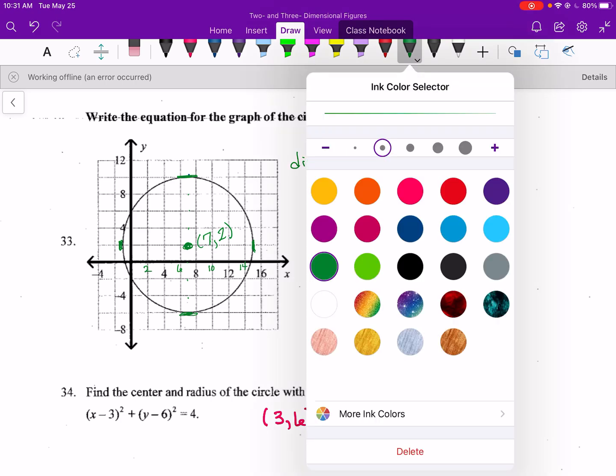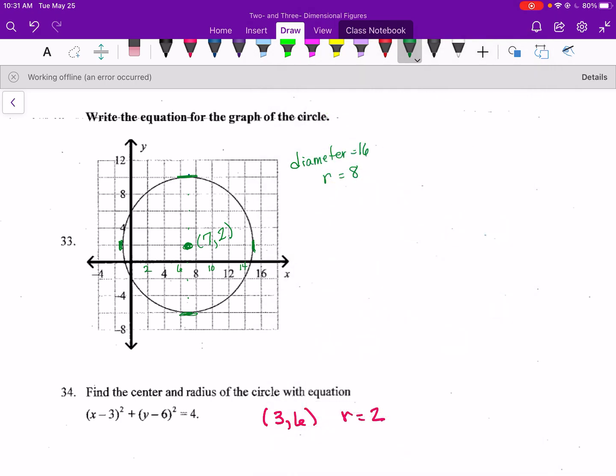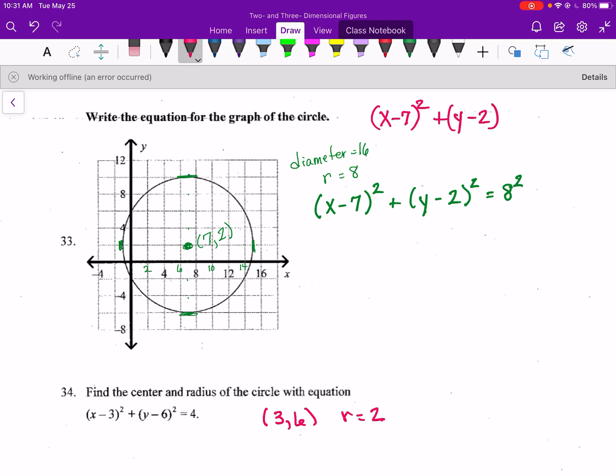The equation for a circle is x minus x coordinate of the point squared plus y minus y coordinate of the point squared equals radius squared. Or in other words, x minus 7 quantity squared plus y minus 2 quantity squared equals 64.